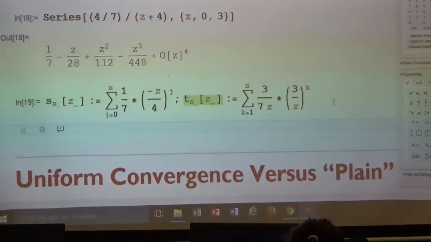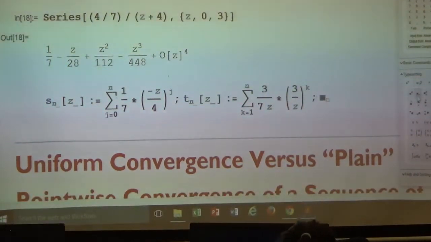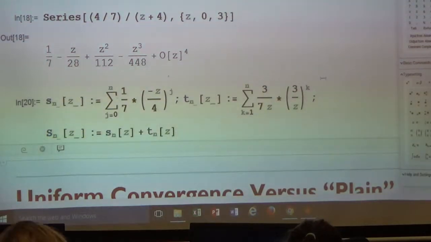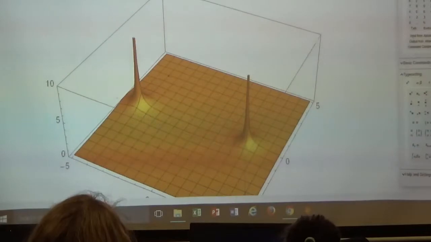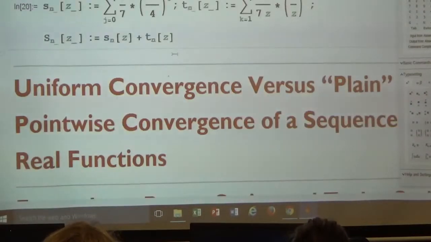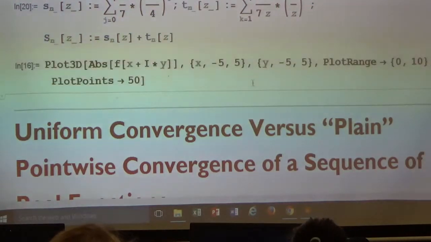What should I call the combined series? How about capital S sub n? That'll be little s sub n of z plus t sub n of z. And what am I going to try to do here? I'm going to try to combine some plots. I'm going to try to make an animation showing convergence.